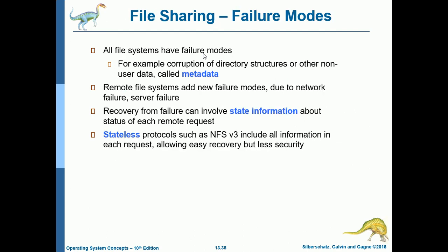So what are the failure modes for file sharing? All file systems have failure modes, for example corruption of directory structures and other non-user data called metadata. Remote file systems add new failure modes due to network failure or server failure. Recovery from failure can involve state information about the status of each remote request. State information, in remote file systems, is the set of information pertaining to connections and ongoing file operations, such as which files are open.